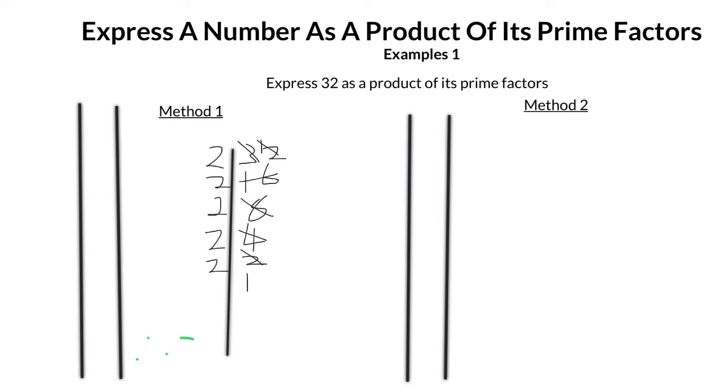Therefore, the number 32 could be written as 2 times 2 times 2 times 2 times 2. That is 2 times 2 times 2 times 2 times 2.